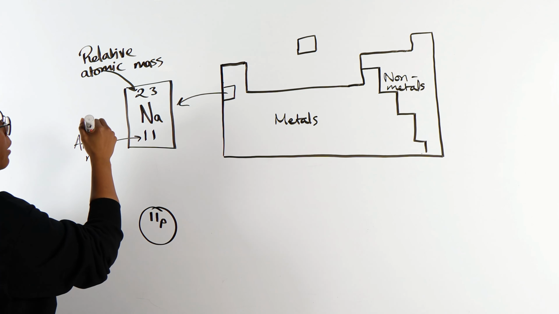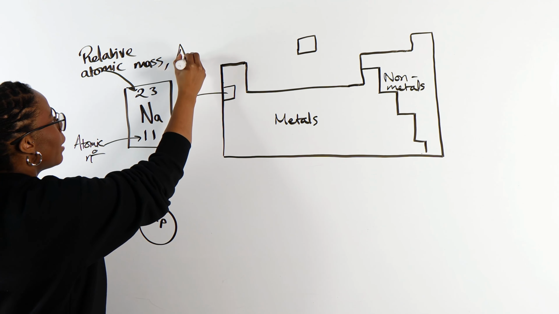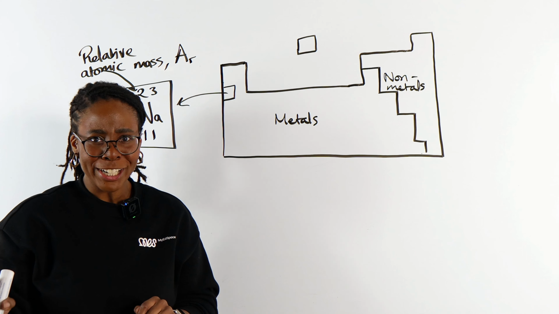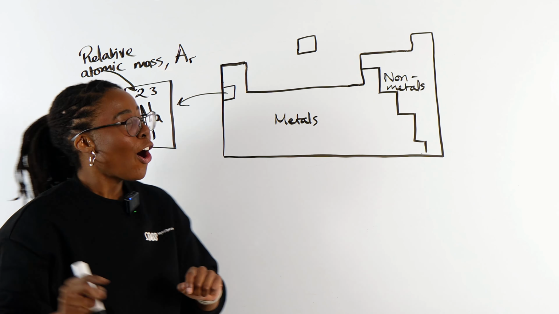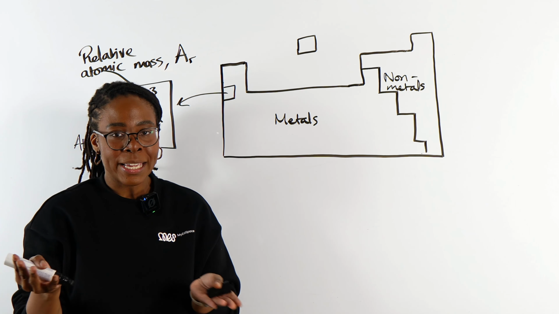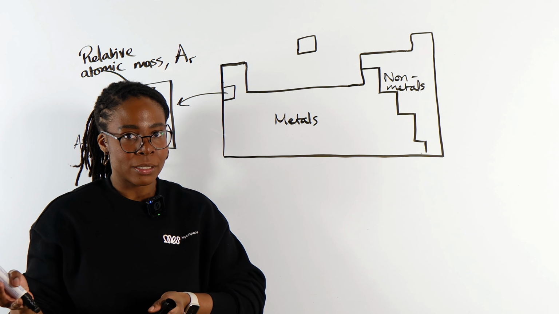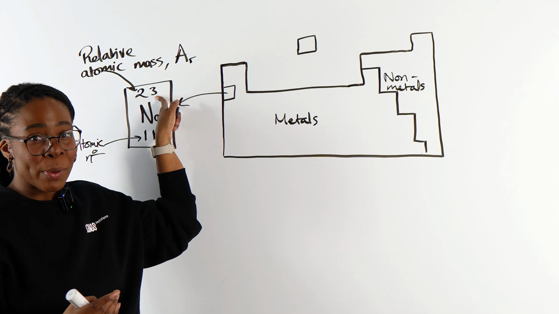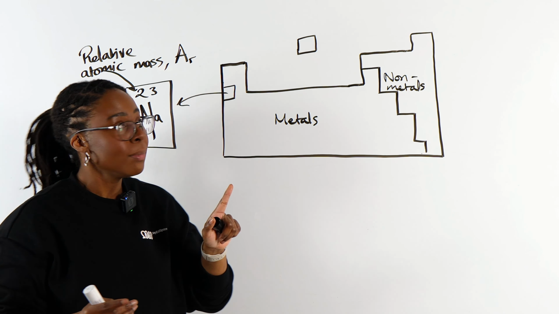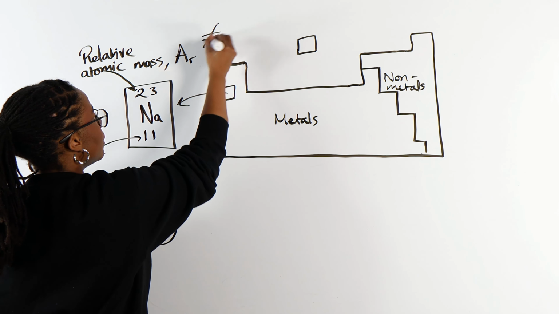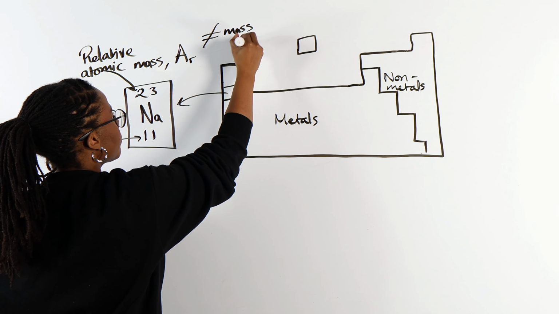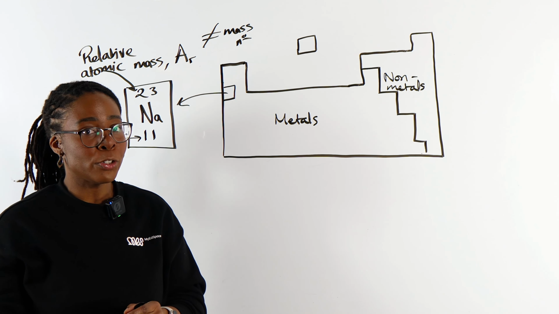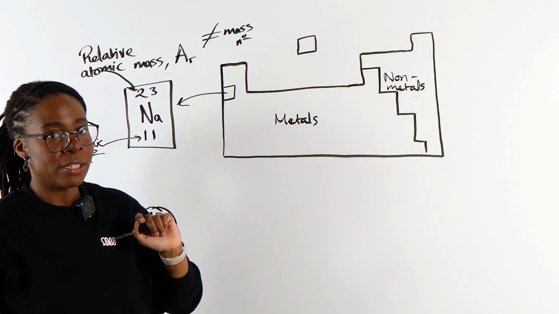The second number that's given to us in our periodic table tile is the relative atomic mass. Now, the relative atomic mass, which is also given the symbol A with a subscript r, tells us the average weighted mass of all of the isotopes that exist of a particular element. Now, this number at the top, the relative atomic mass, is not the same as the mass number. The mass number tells us the number of protons plus the number of neutrons. That is not the same as the relative atomic mass.